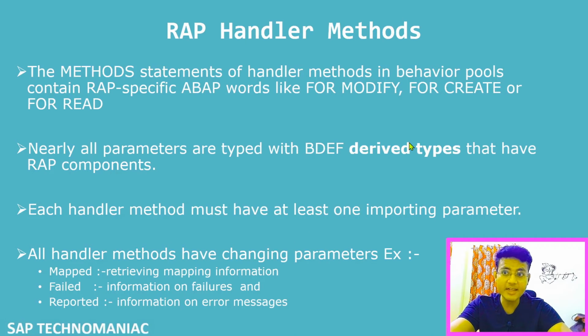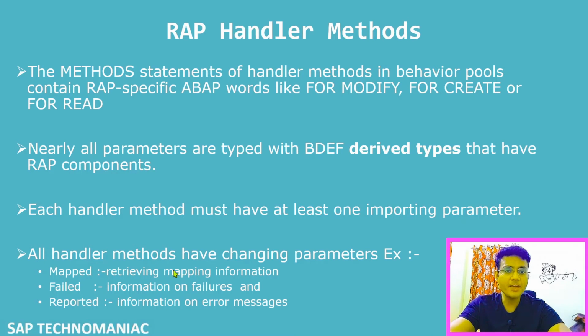To understand the derived type: normally we use TYPE, then a data element name or table name or structure name. In the same way, in RAP we have something called the derived data type. We will discuss in an upcoming slide what these derived data types are, but we have to make sure that almost all the parameters will be derived data types. Each handler method must have at least one importing parameter, as I told you, and we can have the changing parameters.